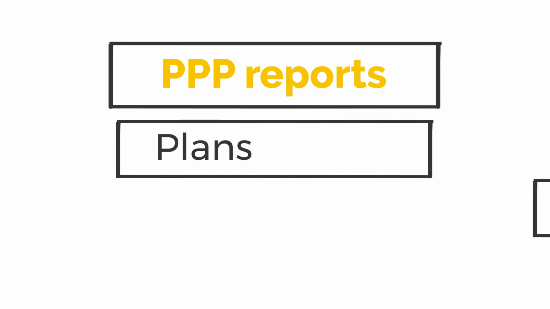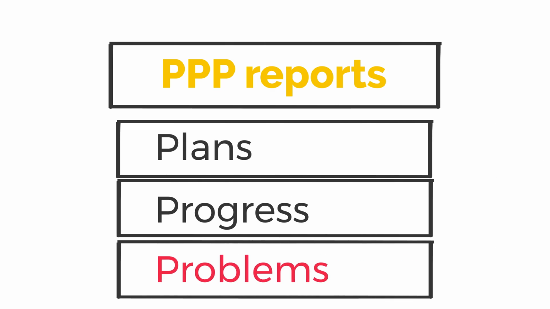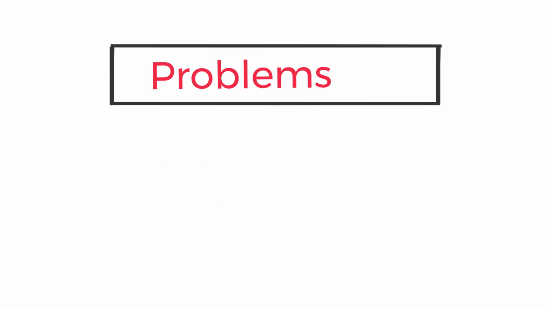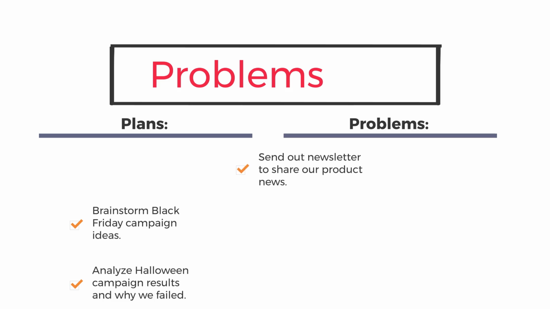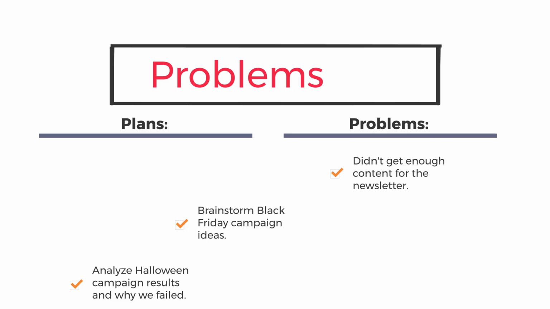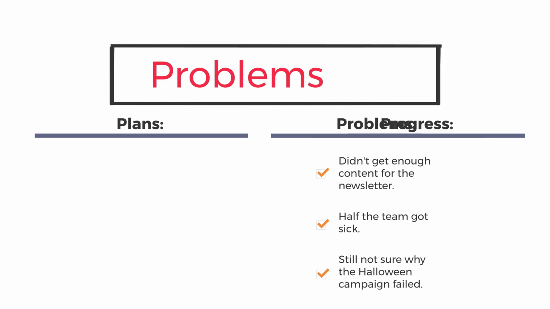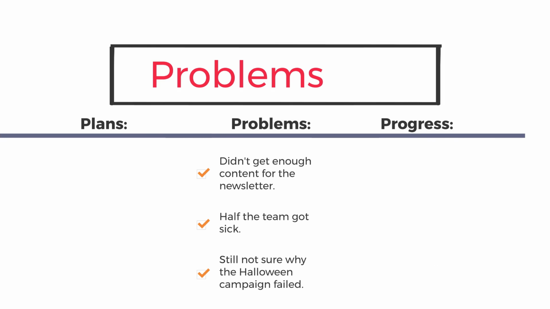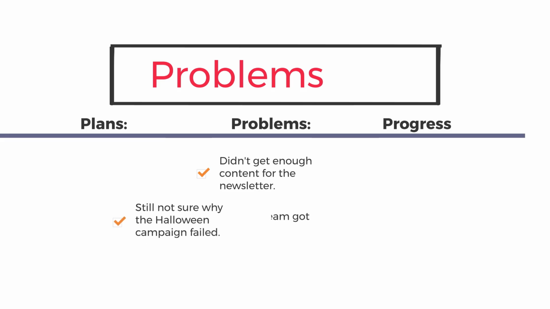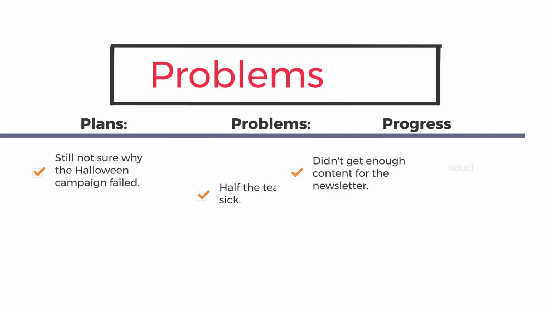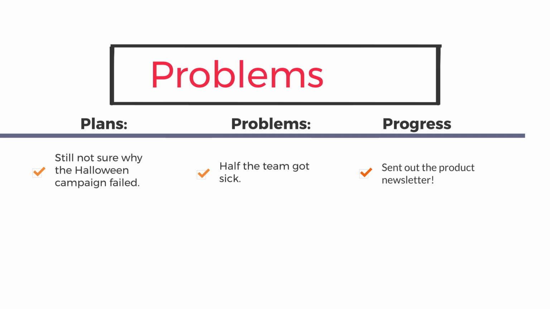The final P in PPPs is problems. There are 2 ways you can use the problems category. The first way is to move a task from plans to problems if you faced a roadblock or issue with it. The task will stay under problems until it's resolved. You can move it back to plans if you need to keep working on it, or you can put it directly into progress if you finish the task.